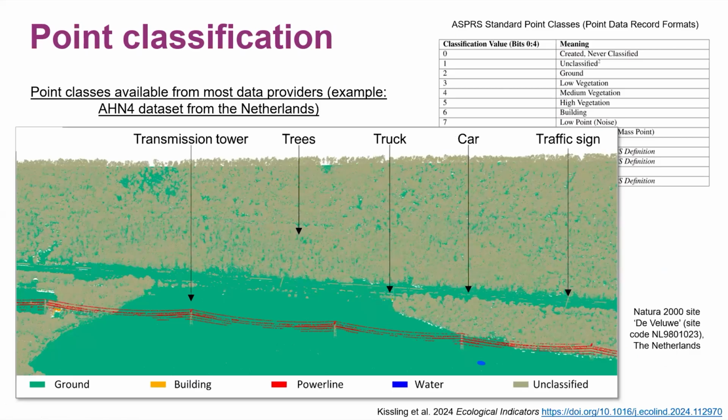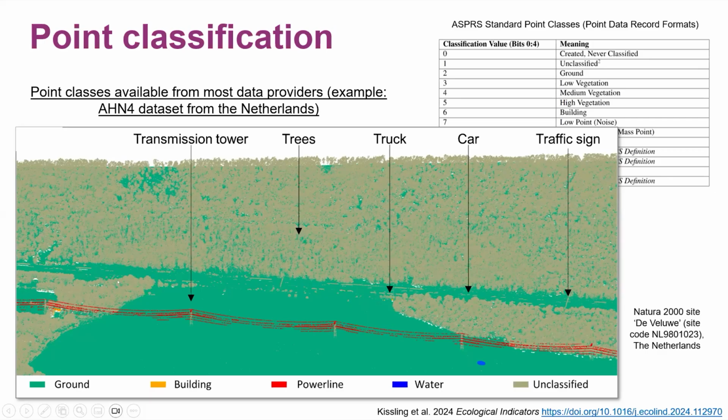So this is an example of a pre-classification of a point cloud from a Natura 2000 site. The dataset is the fourth airborne laser scanning dataset from the Netherlands. And what you see is basically the points colored by classes. So ground is in green. The building, for instance, here on the left is in yellow. You see a power line in red. You see a water body. But the large majority of the points is classified as unclassified.